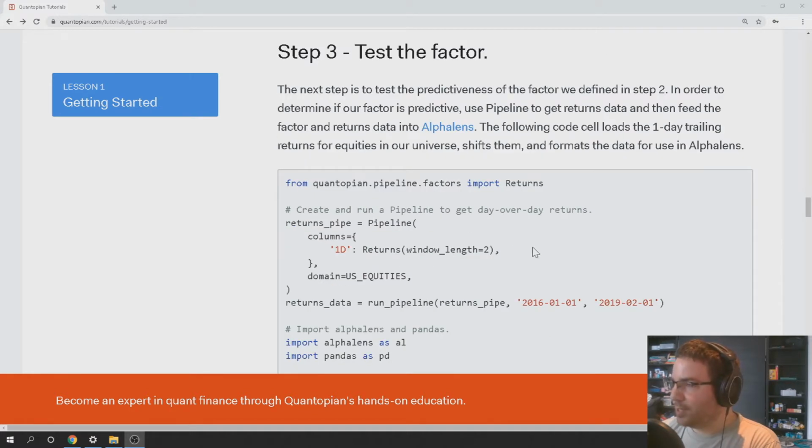So the first thing we have, we're importing a built-in factor returns. We're using a window length of 2. The confusing thing is that isn't a return over 2 days, it's a return over 1 day. And the reason for that is to calculate any return, you need 2 values: yesterday's and today's price. Take the difference of those and divide by the original price, and then you've got your return.